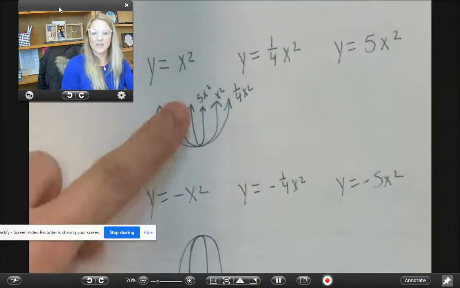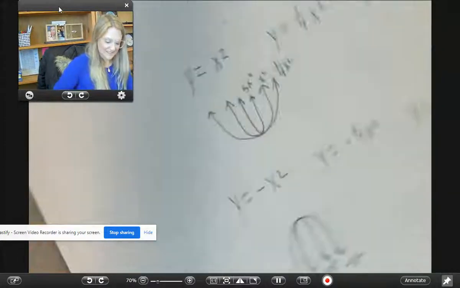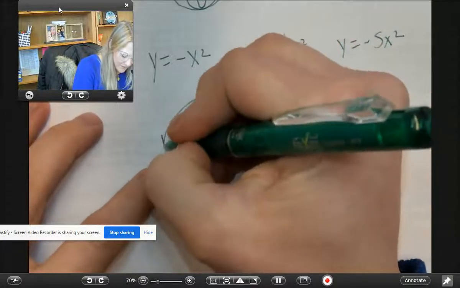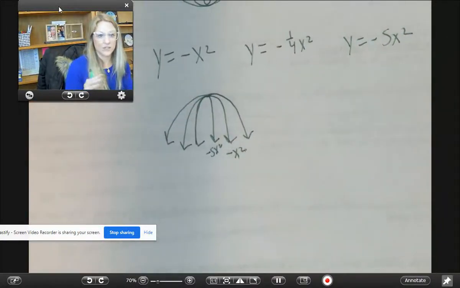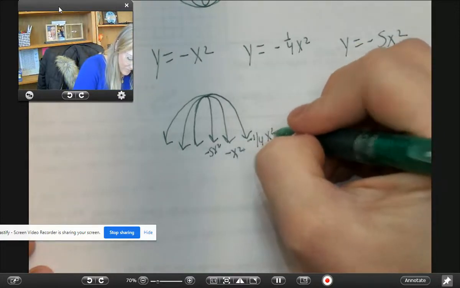So it's almost like if you want these to be negative, just turn them this way, right? Okay, and the 1/4 is still wider. Okay, the negative just means it's going down instead of up. So it doesn't change. If the big A value is still going to be thinner. Does that make sense? Okay.